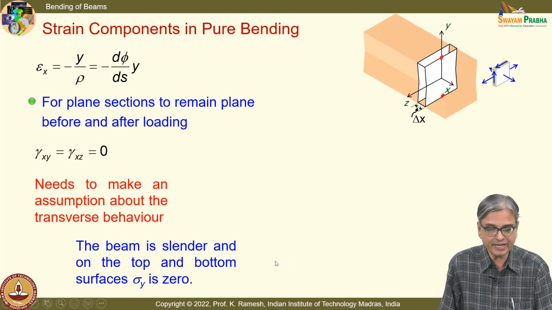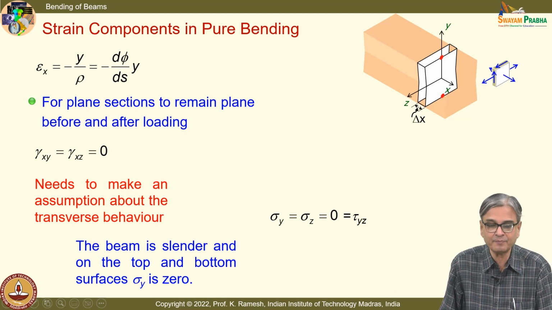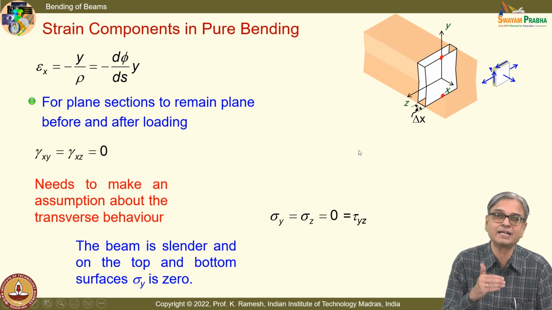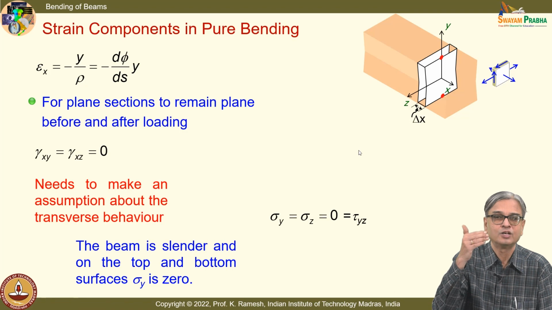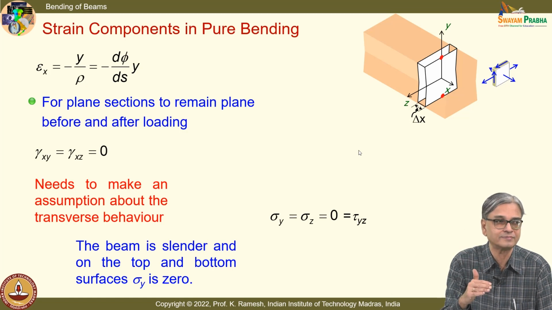On similar lines, I can also say sigma y cannot exist, sigma z also cannot exist, and tau yz also cannot exist. See, all of them are 0 on the top surface. So one argument is to bring that in as a slender beam. Over the depth, because the depth is very small, top surface is 0, bottom surface is 0, everything in between also should be 0.